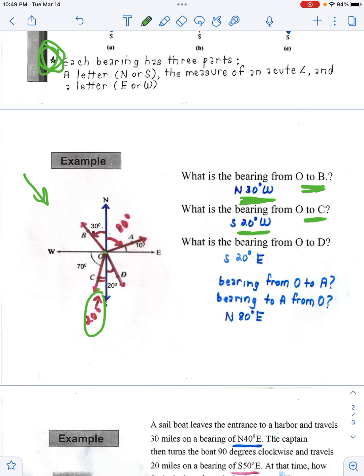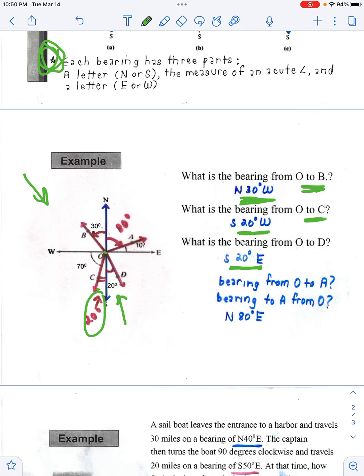How about the bearing from point O to point D? That ray is in quadrant 4. So the ray OD, you'd have to go down and to the right. Well, down is south and to the right is east. So that bearing would be south. And then sandwiched in between south and east is the measure of that angle, which is again formed between the terminal side, the ray, and the north-south line, and that's 20 degrees.